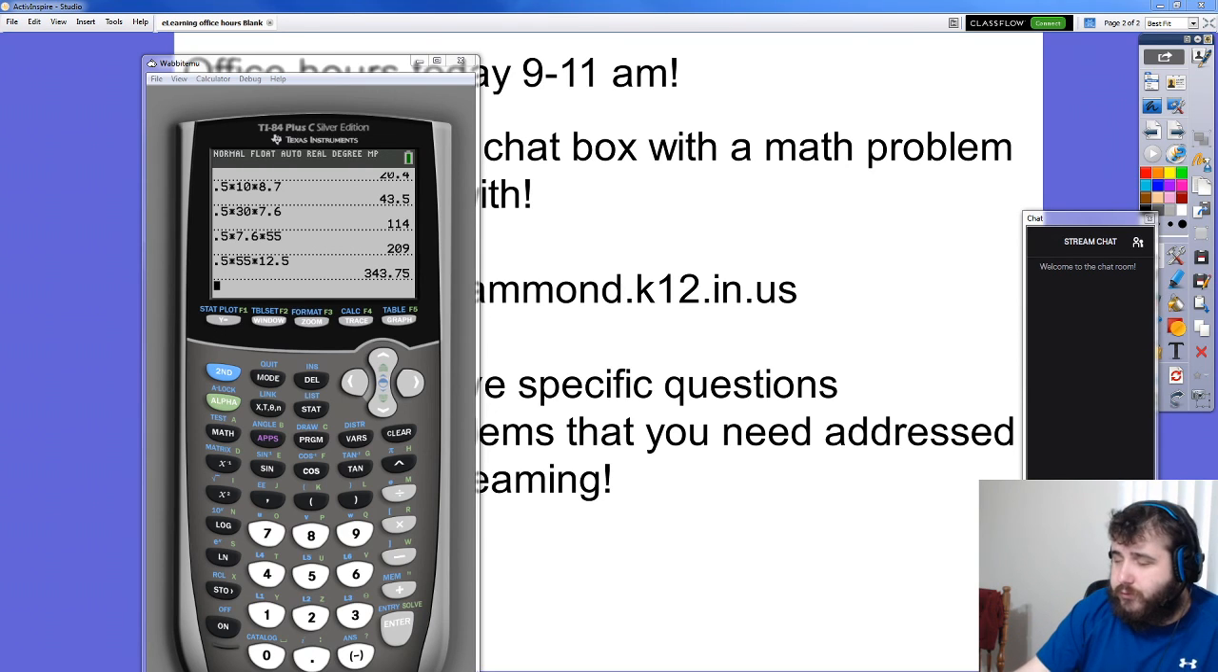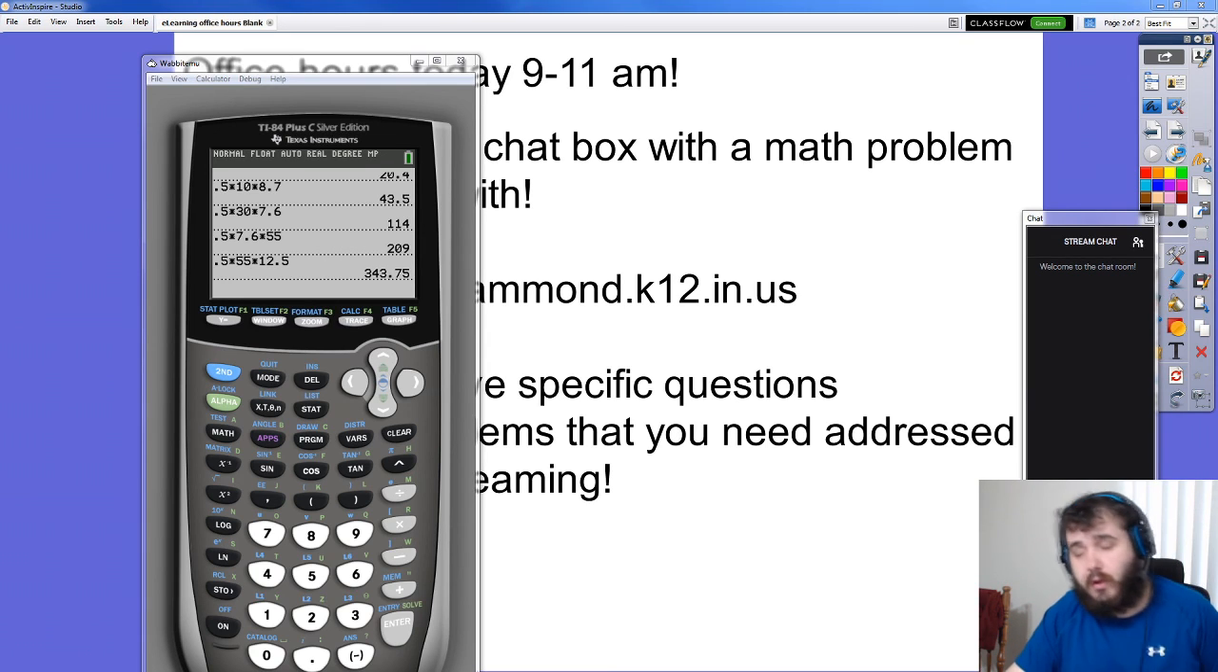So I wanted to address something that was very important, especially with regards to doing complicated things on a calculator. So what you see here before you is what's called a graphing calculator, right?